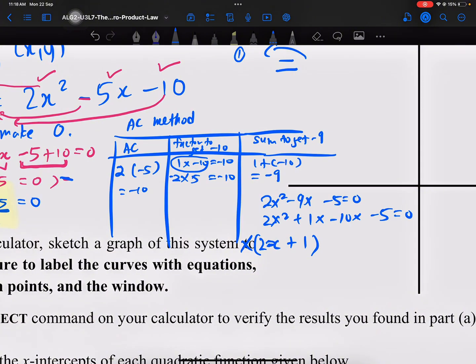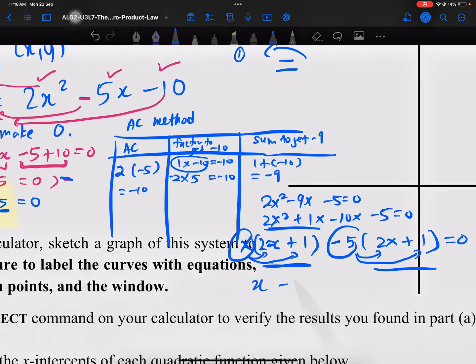So I try to multiply back, do I get this? Yes. And then minus, I take out 5. Here I got 2x plus 1. If I try, this one times this one becomes minus 10x. This one times this one becomes minus 5, equals 0. Now I have two common brackets, and this one I will put in another bracket. So this is my factor.